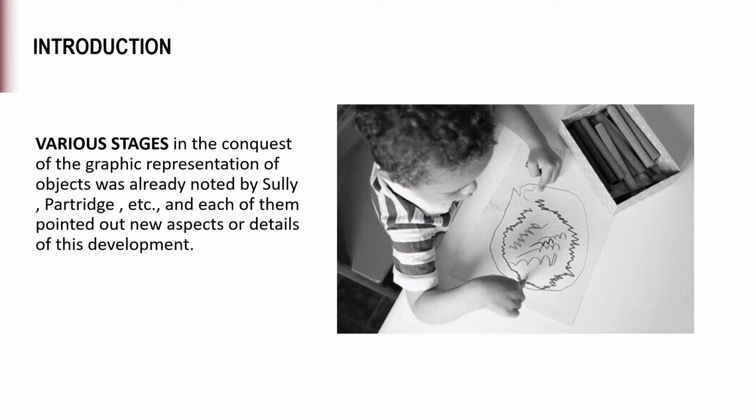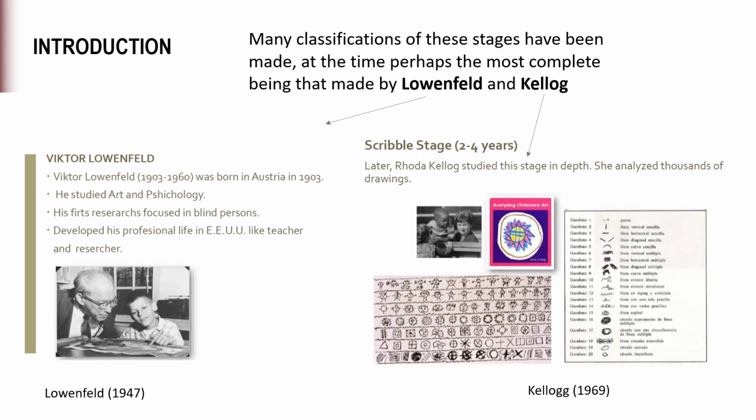Introduction. Various stages in the conquest of the graphic representation of objects were already noted by Sully, Partridge, etc., and each of them pointed out new aspects or details of this development. Many classifications of these stages have been made over time, perhaps the most complete being that made by Lowenfeld and Kellogg.